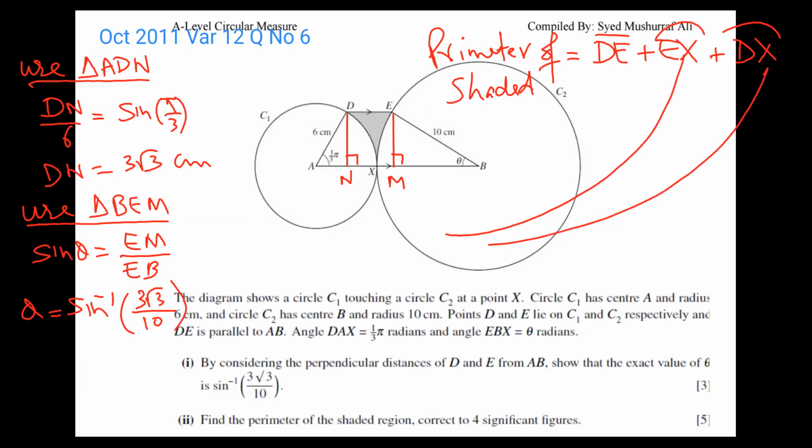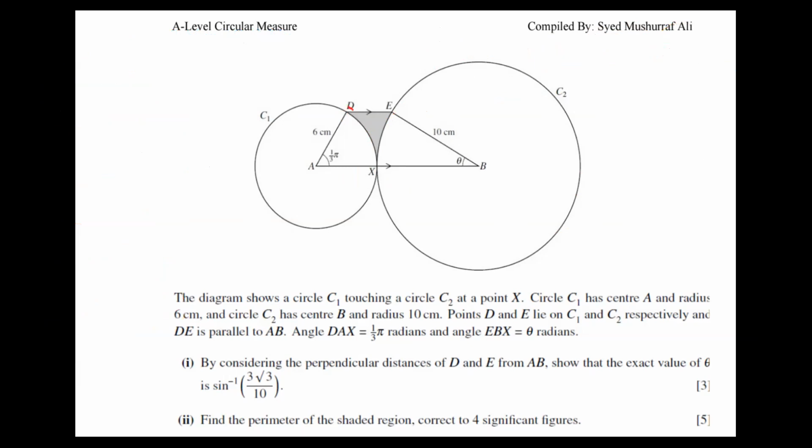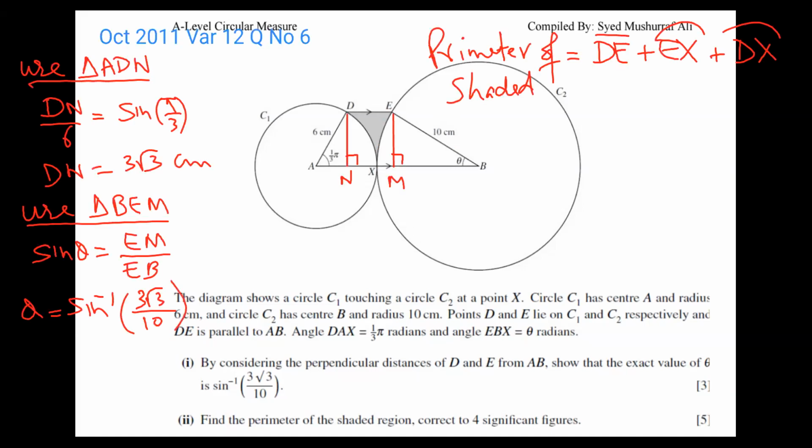This is easy to get because S is equal to R theta. And look at here. First, when you talk about DX, DX is here. Easy plan. How, sir? Look, I have the angle, I have the radius. So I can say S is equal to R theta. Similarly, the theta value we have, the radius we have, so we can get this arc length. So our only issue left is DE.